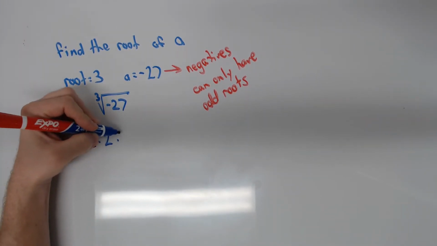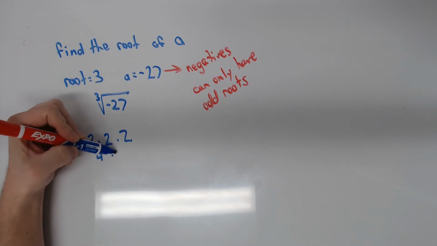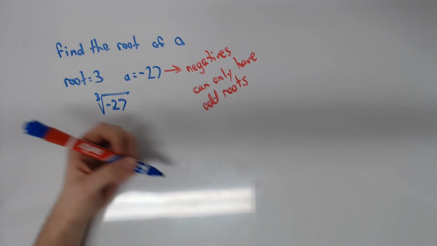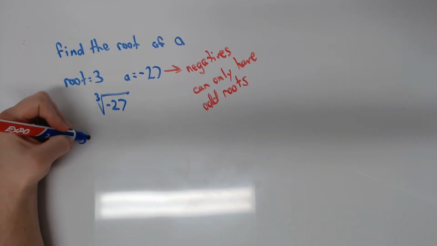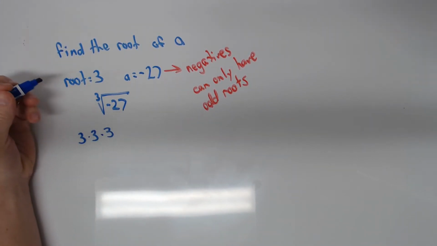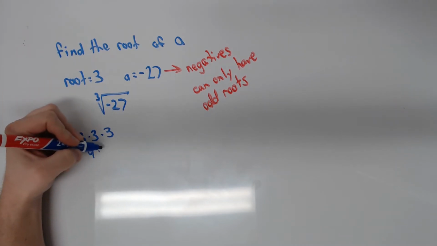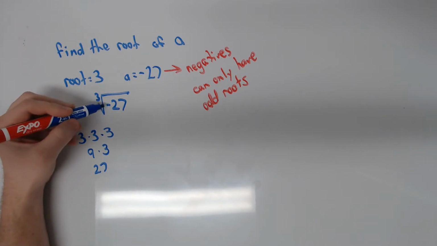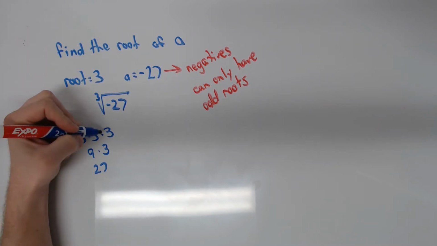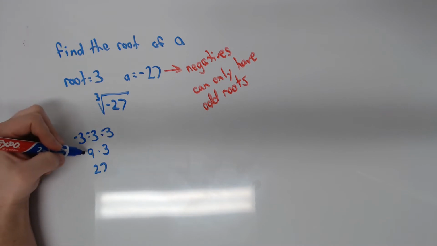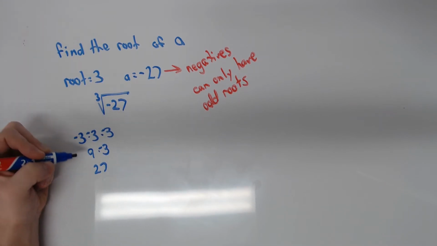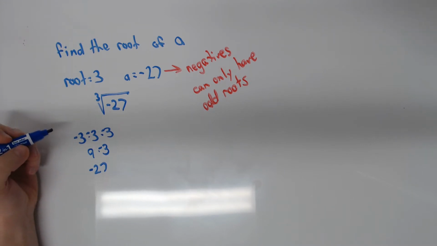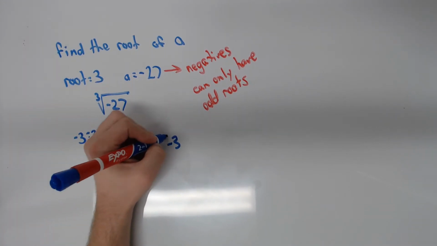2 times 2 times 2, 2 times 2 is 4, 4 times 2 is 8. Well, that's not 27. So we'll keep trying higher numbers. 3 times 3 times 3. 3 times 3 is 9, so 9 times 3. 9 times 3 is 27. But we wanted a negative 27. So what if these are all negative 3's? Well, now I have positive 9 times negative 3, which is negative 27. So our root is negative 3.